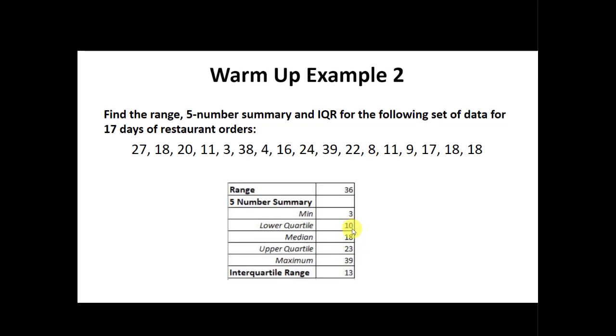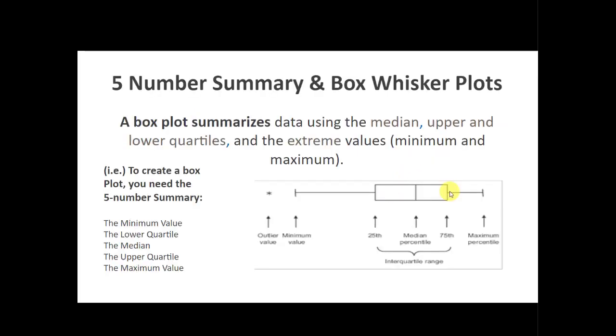Within the lower quartile and the upper quartile, there is a spread of 13 units. In this case, 13 orders. So those are the numerical calculations for the 5-number summary, IQR, range, etc. But you also can create a visual representation of this data, and in order to do that, we use the box plot.